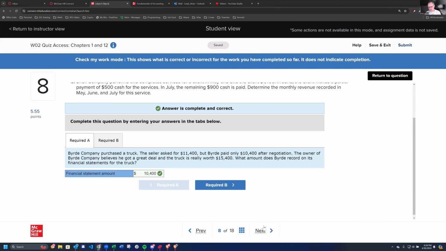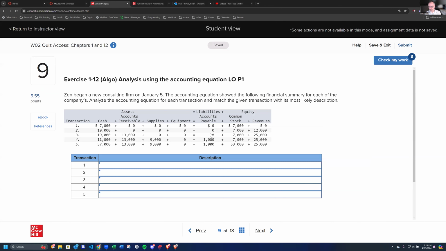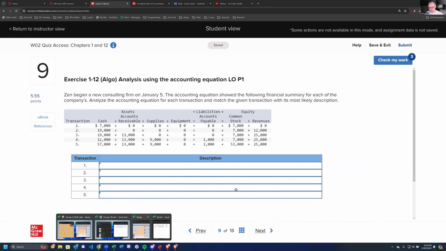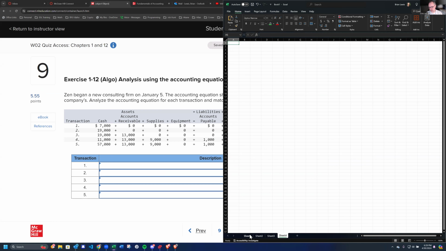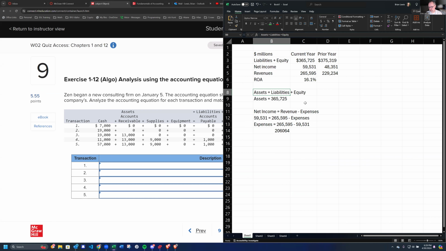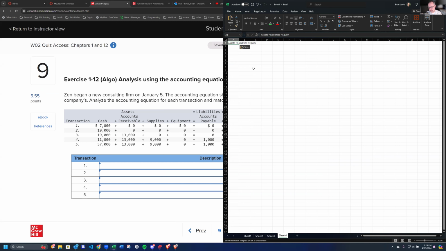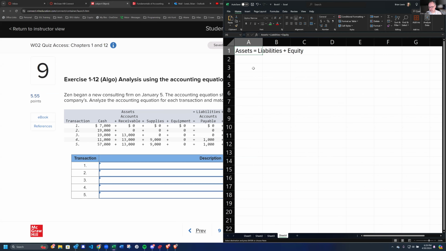All right, so number 9. Ooh, we have a little bit of an assessment. Analysis using the accounting equation. Now, if you remember, we had our little Excel file up and running. We have the accounting equation. Let's go back here. Accounting equation is right there. So we'll copy that and bring it right over here just so that we can all see it again. And let's make it big. Okay, assets equals liabilities plus equity.